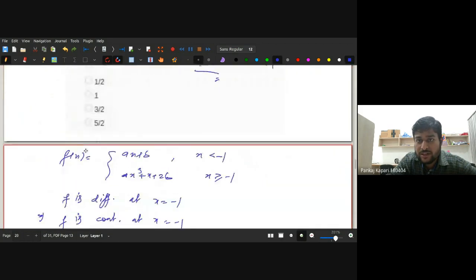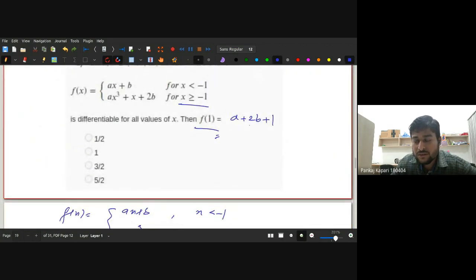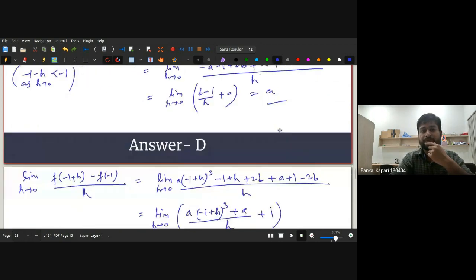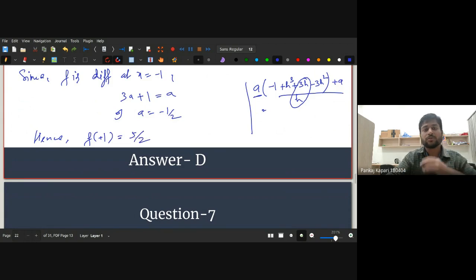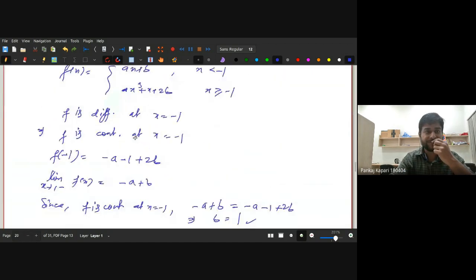Now a is minus half and b is 1. So this is 3 times minus half, that is 5 by 2. Hence f of 1 plus 1 is 5 by 2. The last option is correct. Okay.